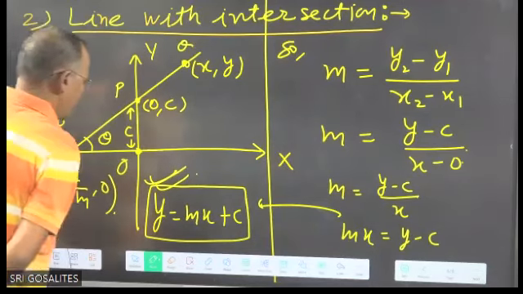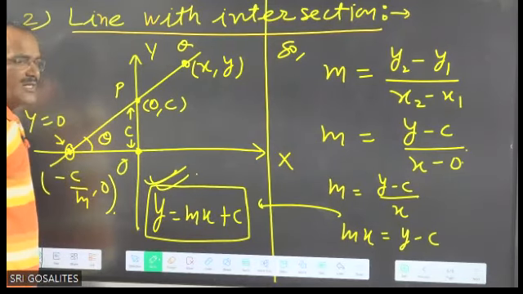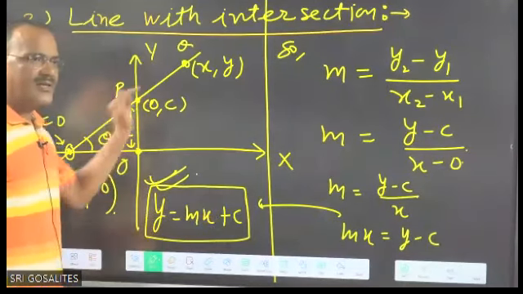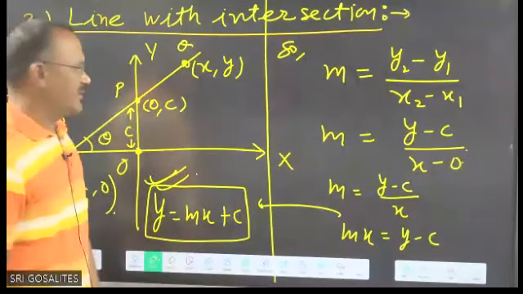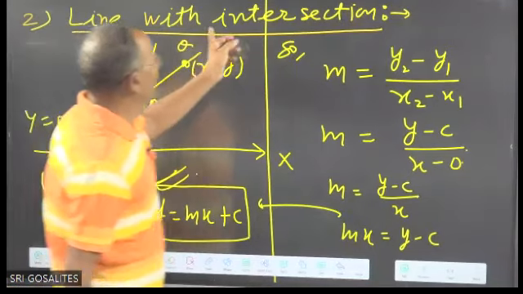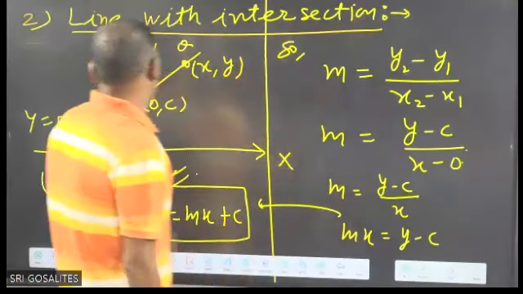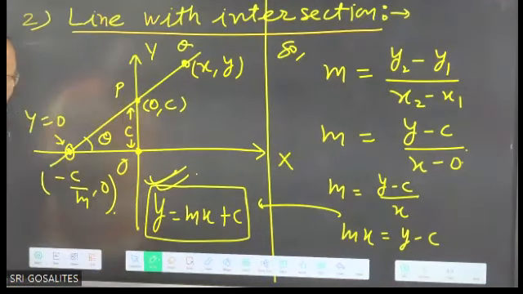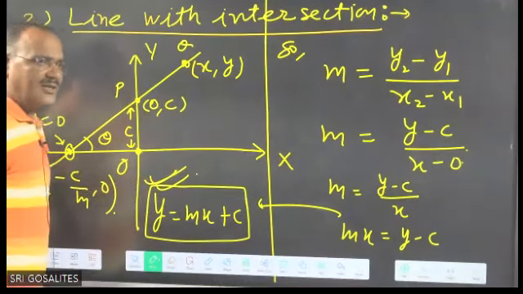So equation of the line is y equals mx plus c. M is the slope and c is the intersection over the y-axis. Line with intersection over the y-axis and positive slope. Shall I clean it now?